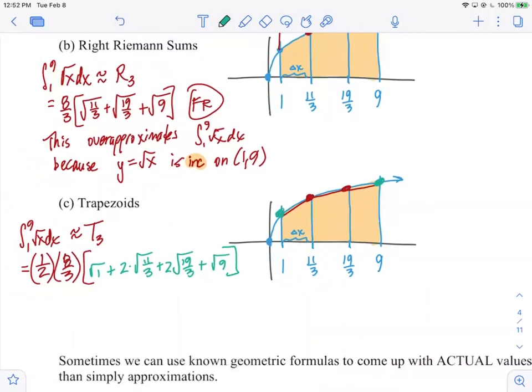But if you don't want to do that, or if delta x is not uniform, you can still just do trapezoid, trapezoid, trapezoid, if you prefer that.